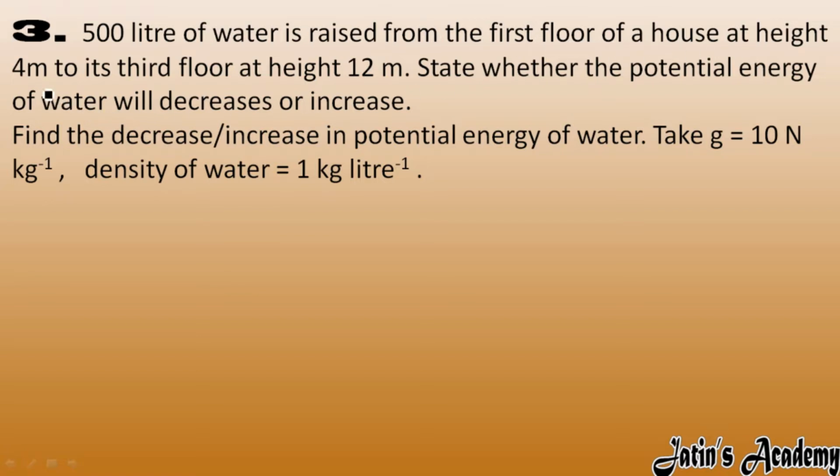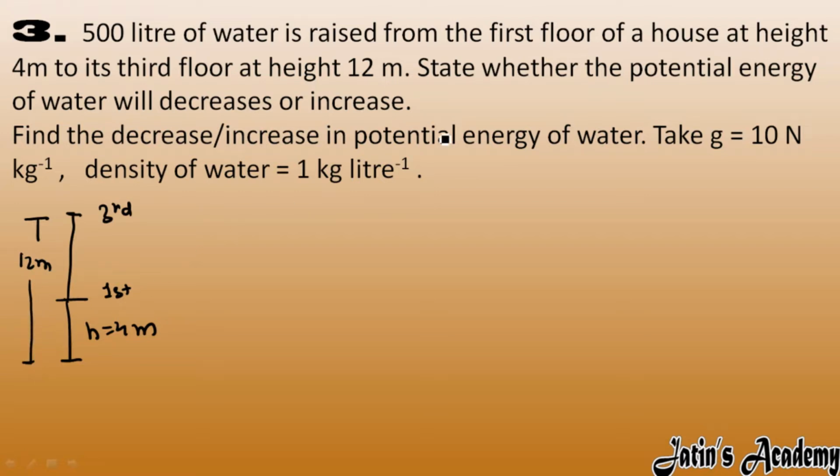Next, 500 liter of water is raised from the first floor of a house at a height of 4 meter to its third floor, which is at 12 meter. State whether the potential energy of water will increase or decrease. Find the decrease or increase in potential energy of water. Take g as this and density of water as this. Now carefully see, water is initially at a height of 4 meter. Now water is raised from this first floor to the third floor. Here the height from the ground is 12 meter.